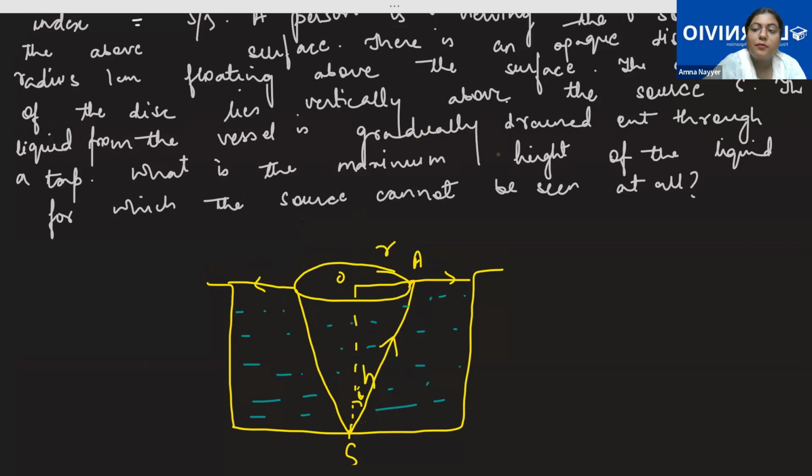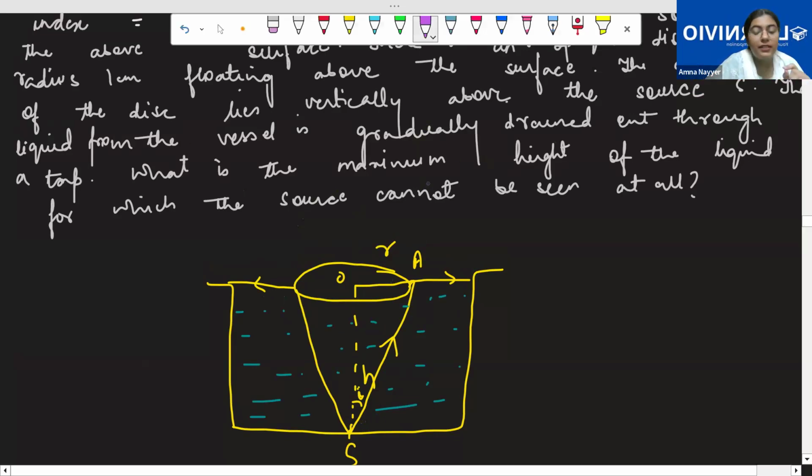And then it says the liquid from the vessel is gradually drained out through a tap. What is the maximum height of the liquid for which the source cannot be seen at all? Basically, when is that possible? See, when it cannot be seen means if this is the light ray, let's say this is the incident ray, this is the source. Let me explain this first.